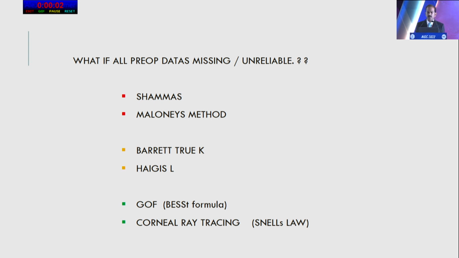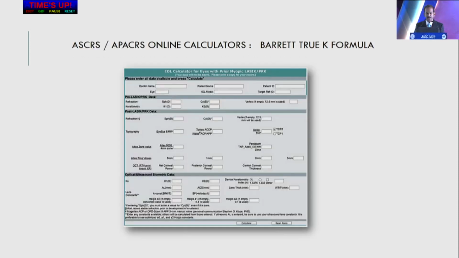But the current concept is to use a Barrett True K or a Haigis-L. And the future is going to be a Gaussian optics formula and the corneal ray tracing, which uses Snell's law. The Barrett True K formula is incorporated in the ASCRS and APACRS online calculators. Whatever possible measurements you are able to take in your clinic, just input them and get the values.